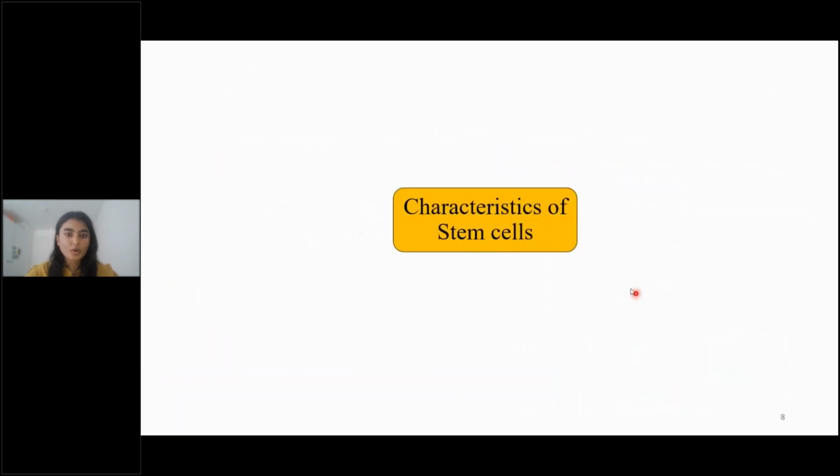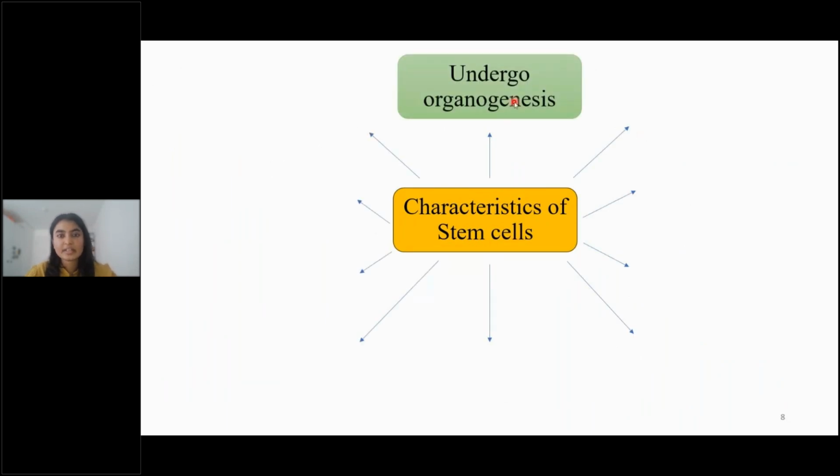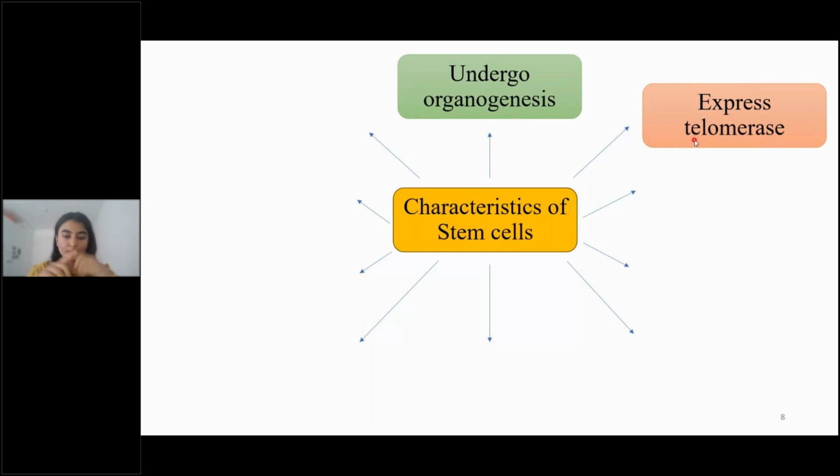Okay. So what are the characteristics of stem cells? These are a few main characteristics. They undergo organogenesis, which means they can form organs, which is true because they are stem cells. Then they express telomerase. So telomerase is an enzyme. So when we see a chromosome, right? The chromosome is linear. We don't have a bacterial chromosome, right? If we see bacterial DNA, we see it's circular. But in humans, when we see our genetic material, it's linear.